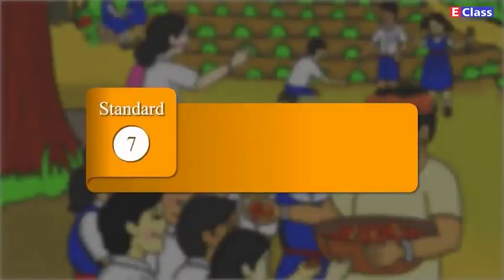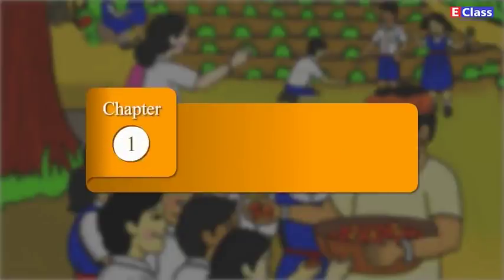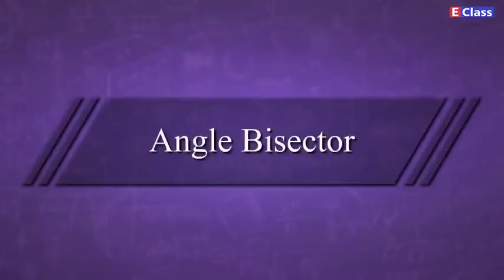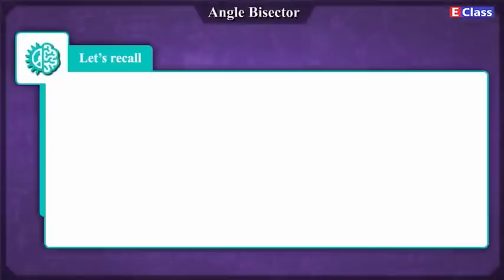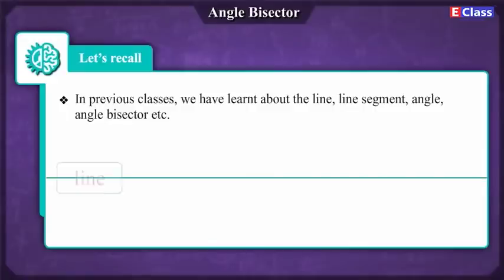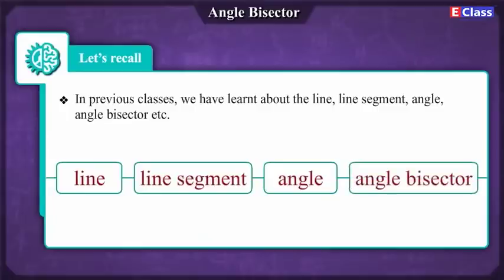Standard 7 Mathematics. Chapter number 1, Geometrical Constructions. Angle bisector. Let's recall. In previous classes, we have learnt about the line segment, angle bisector, etc.